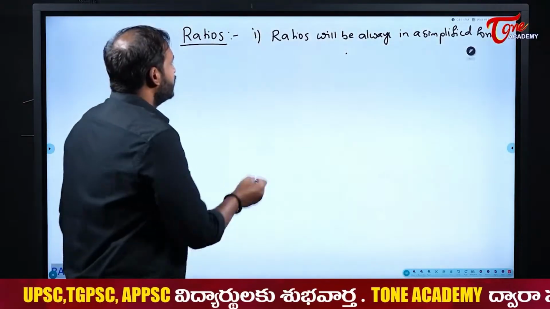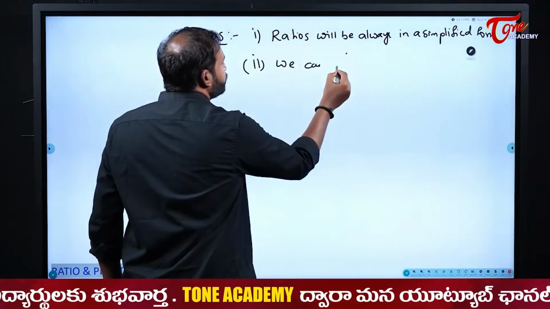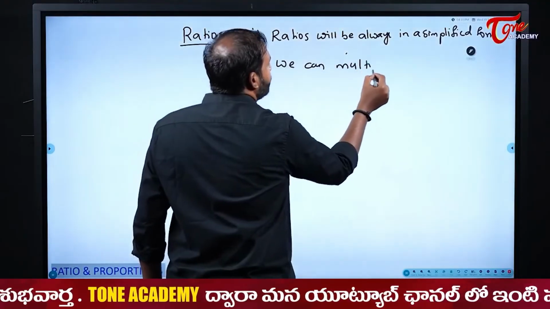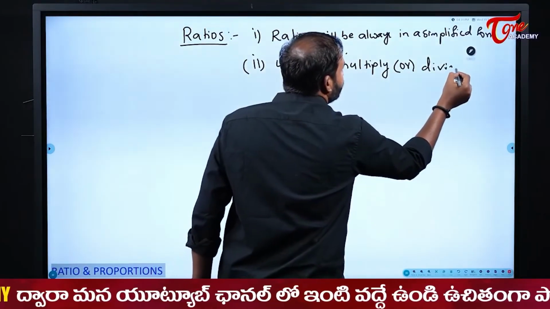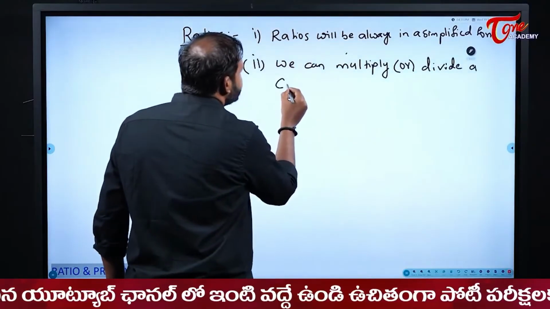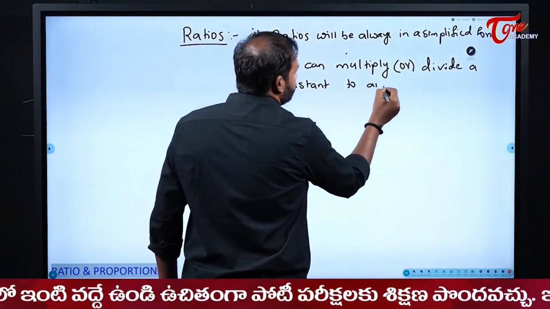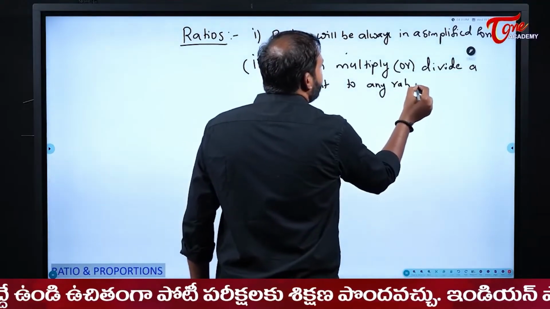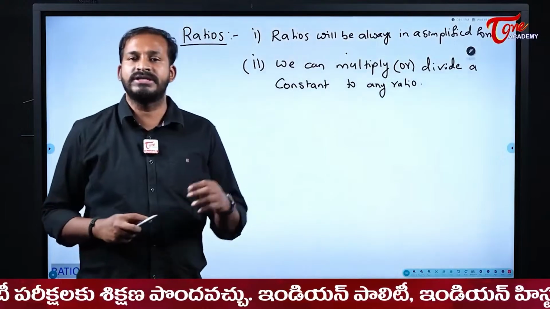Next one, the second property of this is, we can multiply or divide a constant to any ratio. Based on our requirement, in some cases we will multiply or divide a constant to our ratio.